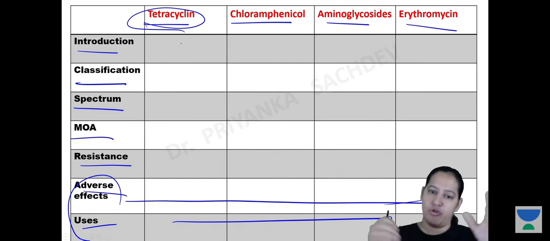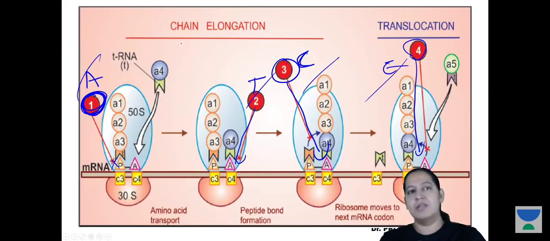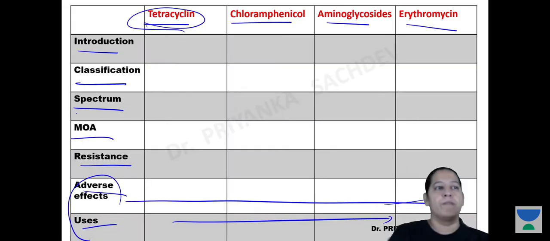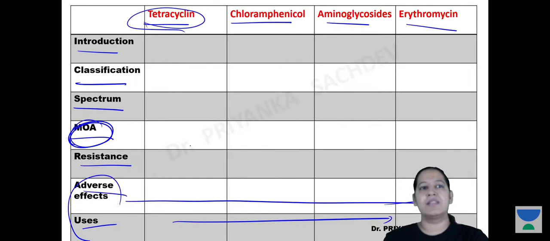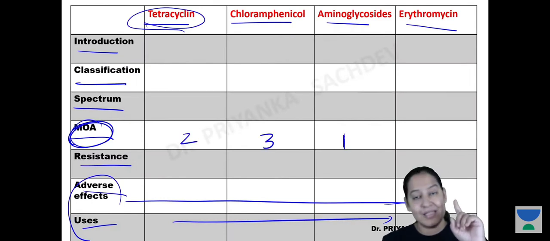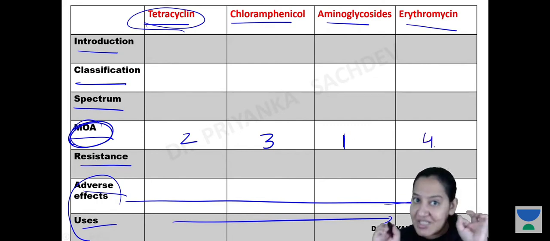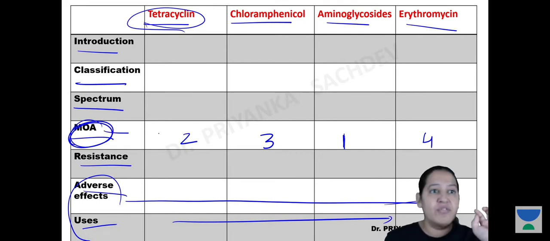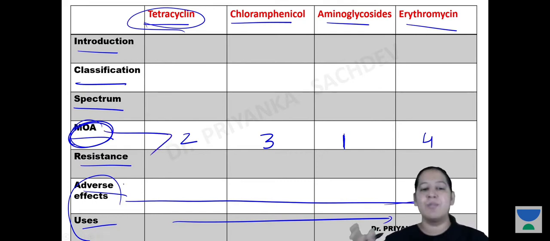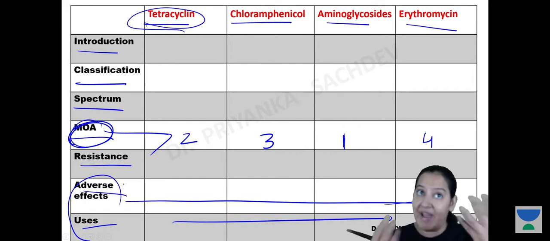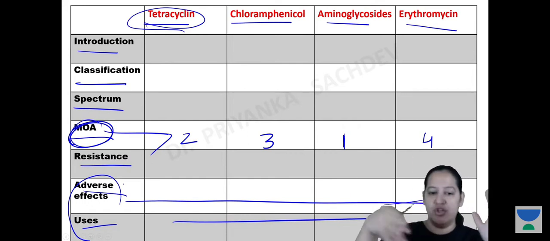Have you got the introduction? This was the introduction. Mechanism of action you already know, of each of them. Tetracycline is blocking the second step. Chloramphenicol is blocking the third step. Aminoglycoside is blocking the first step, that is initiation, and erythromycin is blocking the fourth and last step, that is translocation. So you know which step of translation each of them is blocking. Let me move ahead. I will explain again when I cover each individual drug.